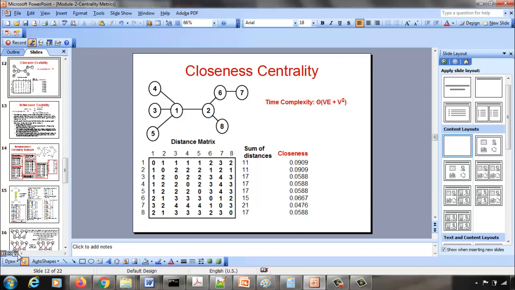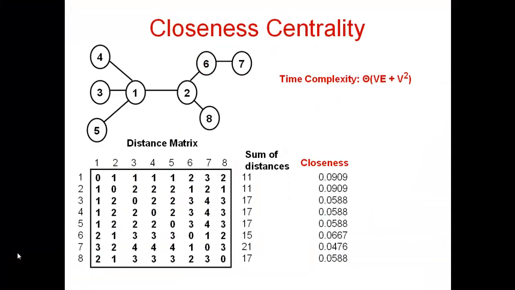Okay, so now let us look at the closeness centrality. The closeness centrality is a measure of how close a vertex is to the rest of the vertices in the graph. So if you look at this graph, the first thing we have to compute is the distance matrix.